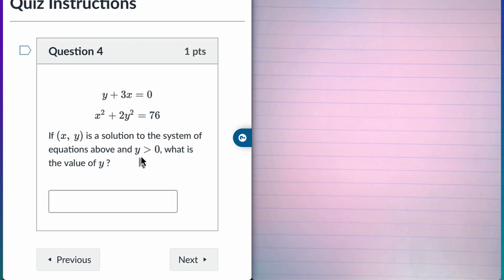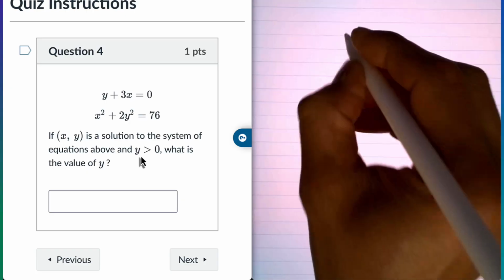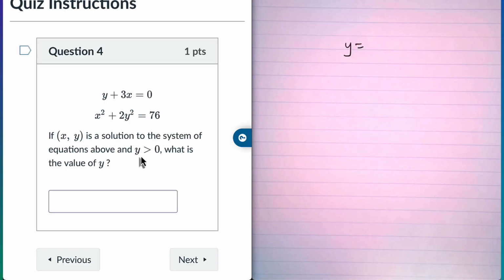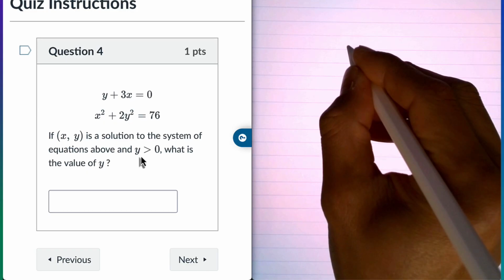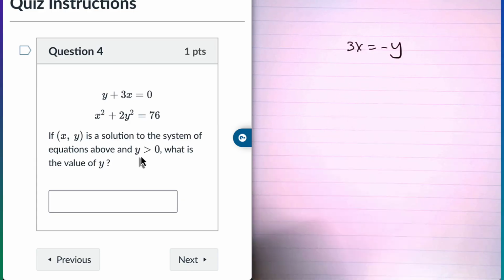It said y is greater than 0. So if you get a negative y, just ignore it. So let's rewrite the top equation. I'm gonna say they want y. So I was about to say y equals negative 3x, but instead I'll say 3x equals negative y.